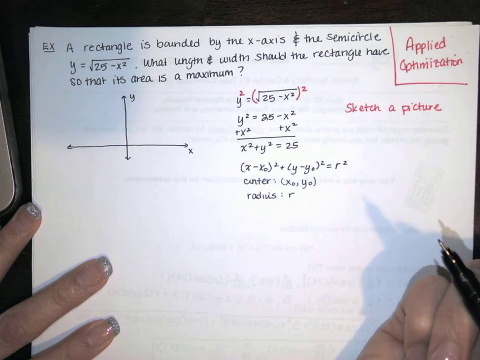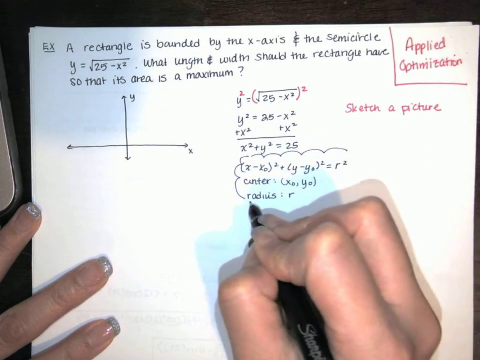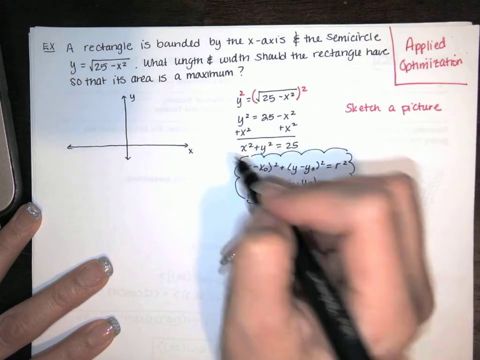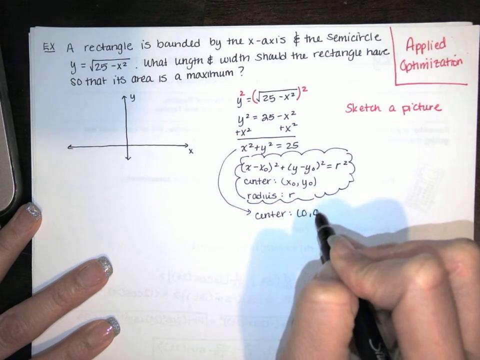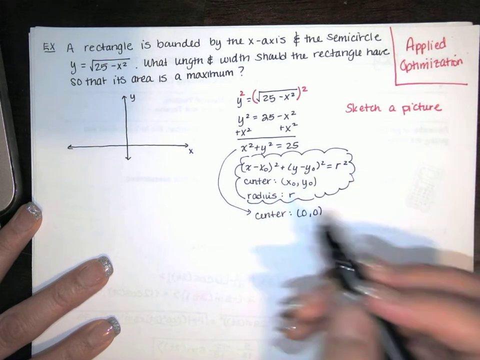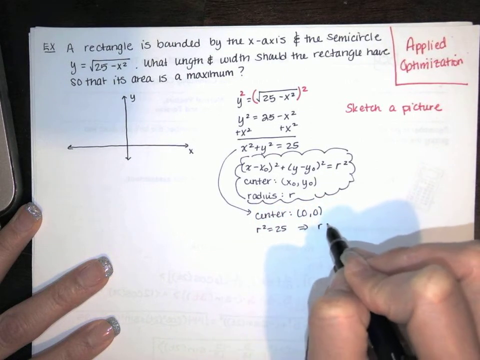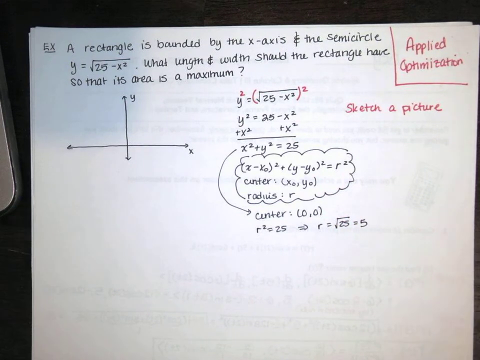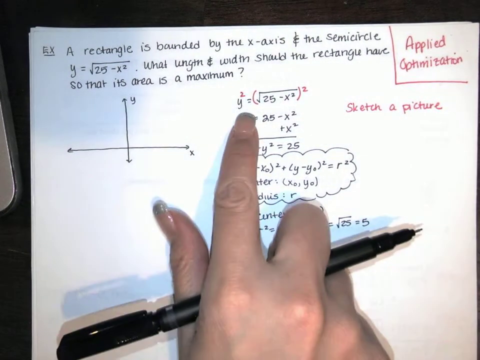So the radius is r. So comparing the circle that we have to this standard form over here, I see I'm not subtracting anything from the x or the y, so the center of this circle is just 0, 0. And the radius squared is 25, and r is a distance, so r is the positive square root of 25, which is 5. So I've got a circle centered at the origin with radius 5, and remember what we started with.